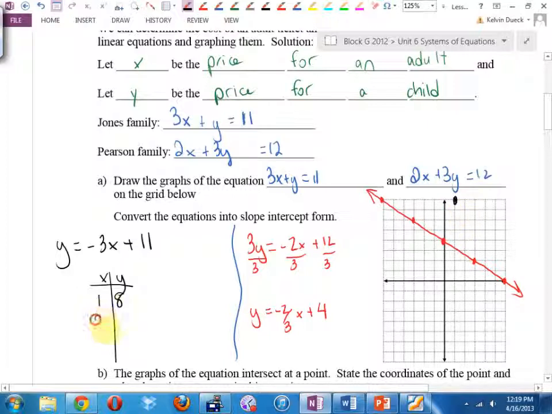Let's try putting a 2 in. Negative 3 times 2 plus 11. What y value goes with x equals 2? 5. You were right. 2, 1, 2, 3, 4, 5. Let's do one more. How about 3? Negative 3 times 3, negative 9, sorry. Plus 11, 2.